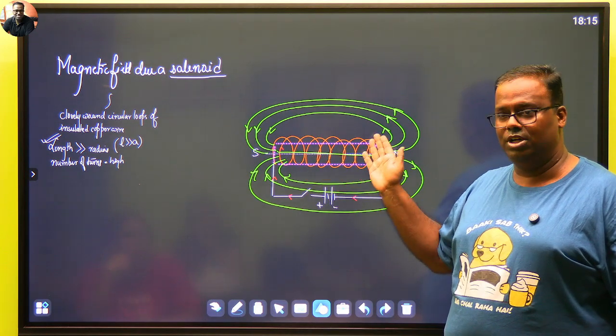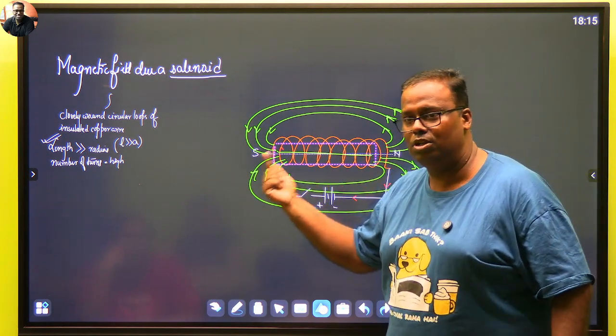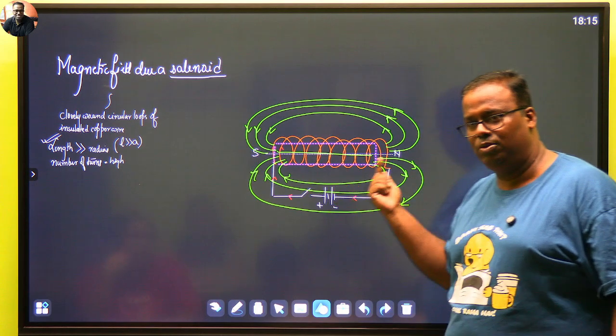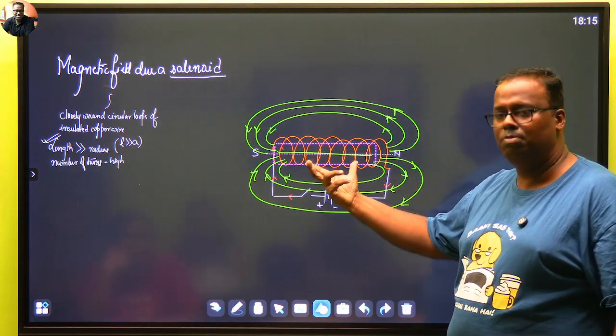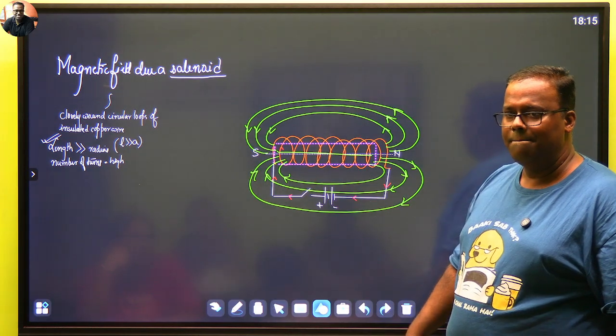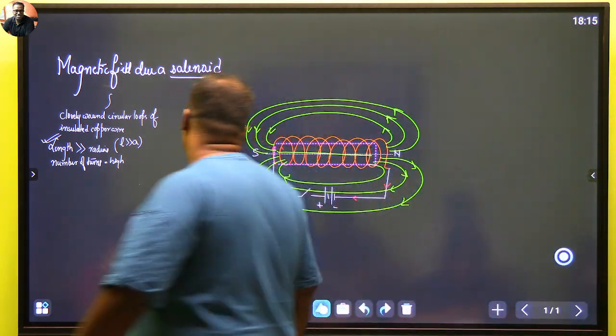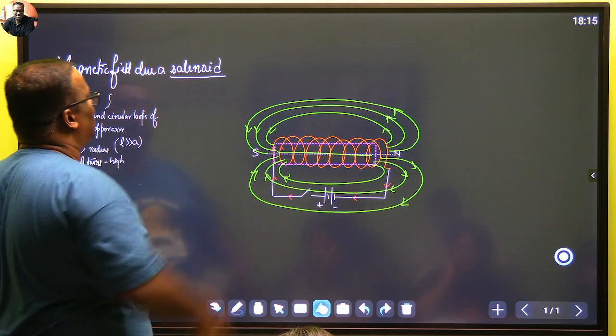N number of turns. So you are having N loops. Loop 1, loop 2, loop 3, loop 4, loop 5, loop 6, loop 7. N loops connected back to back in series. So very strong magnet has formed. Yes, now we have to come to... So do we understand how to find the magnetic field?